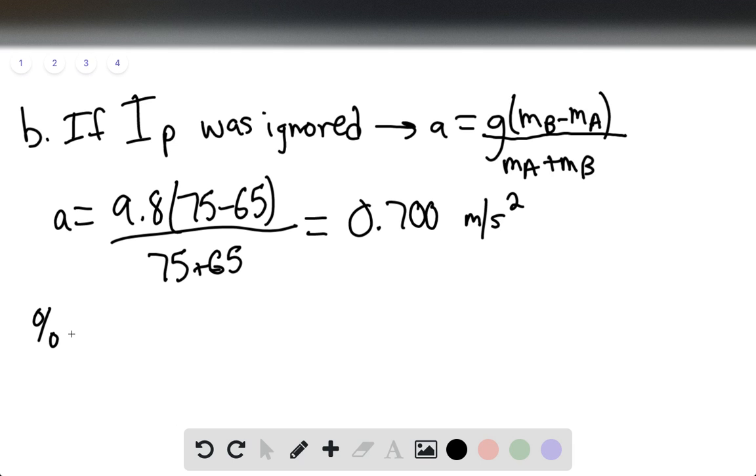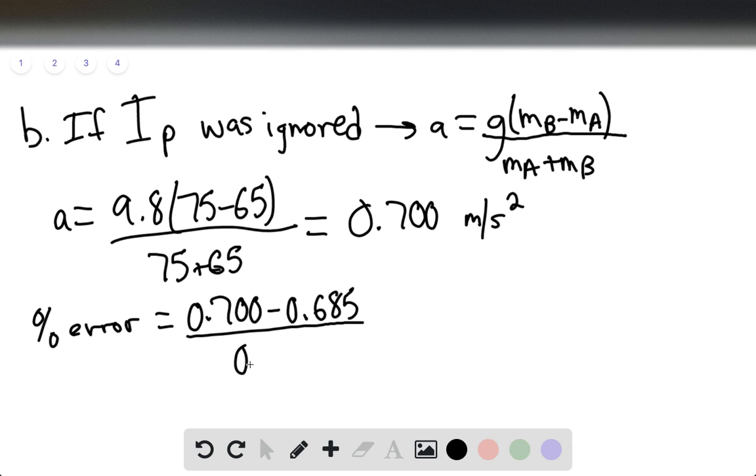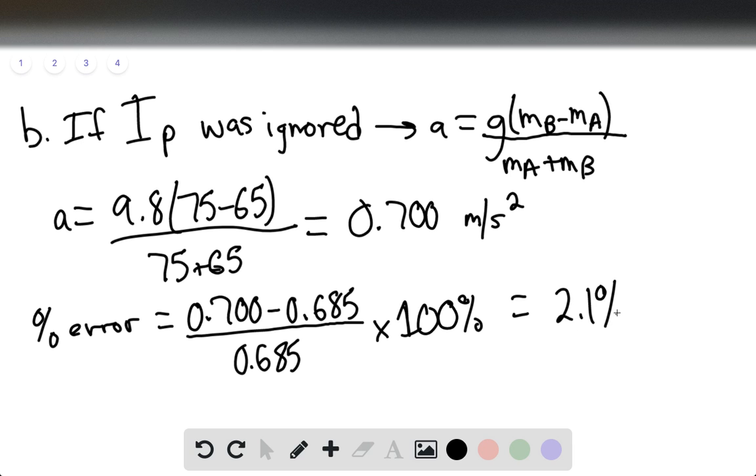So the percent error would be equal to 0.700 minus 0.685, divided by the correct acceleration of 0.685, times 100%, and we find that the percent error here is going to be approximately 2.1%.